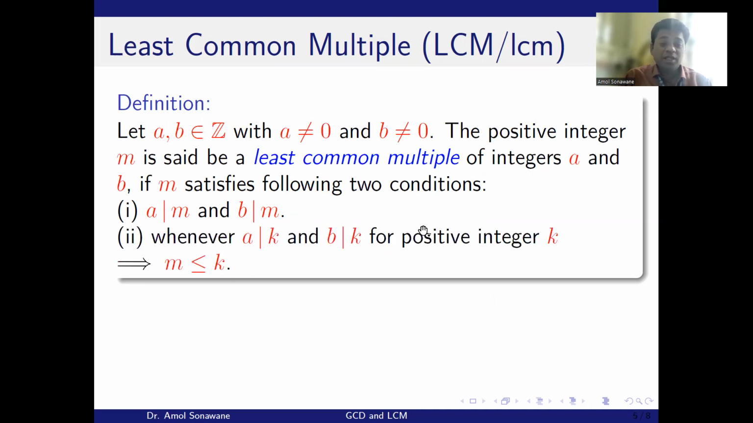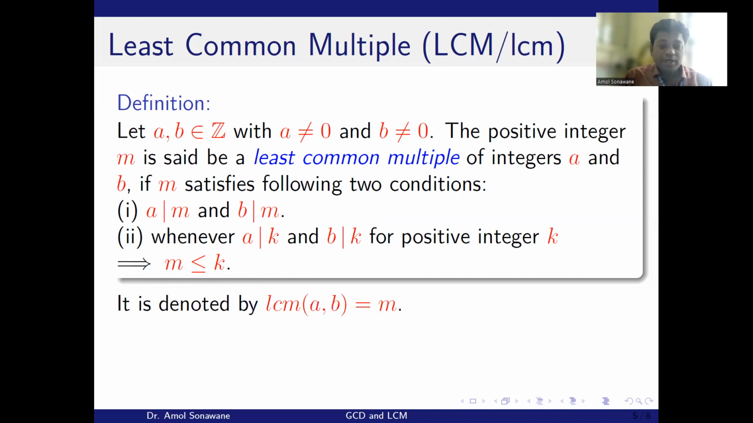And second condition says that a divides k and b divides k for positive integers k, means k is a positive integer which is a common multiple of both a and b, then m is less than or equal to k. Means first condition says that m is a common multiple of a and b, and second condition says that m is least among all the common multiples of a and b.